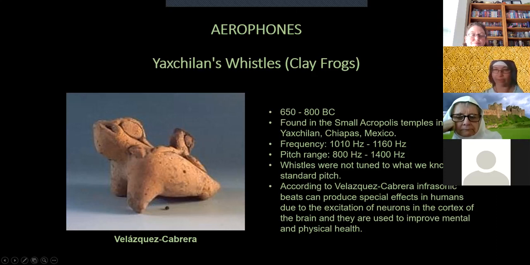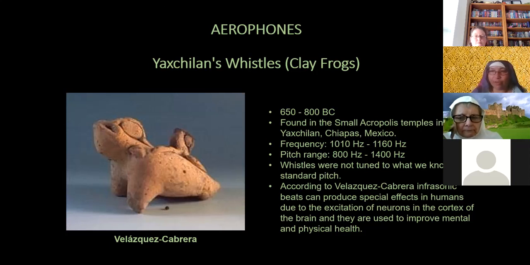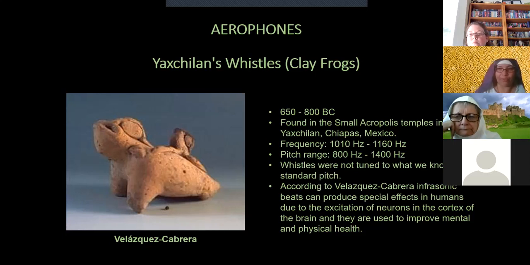Unfortunately, I couldn't find an example of how it sounds. And these whistles are not tuned to what we know as a standard pitch. And Velázquez Cabrera was saying that the infrasonic beats can produce special effects in humans due to the excitation of neurons in the cortex of the brain. So he's been doing a lot of research on this and how we react to these sounds. And that's exactly why they use them for therapeutical purposes.